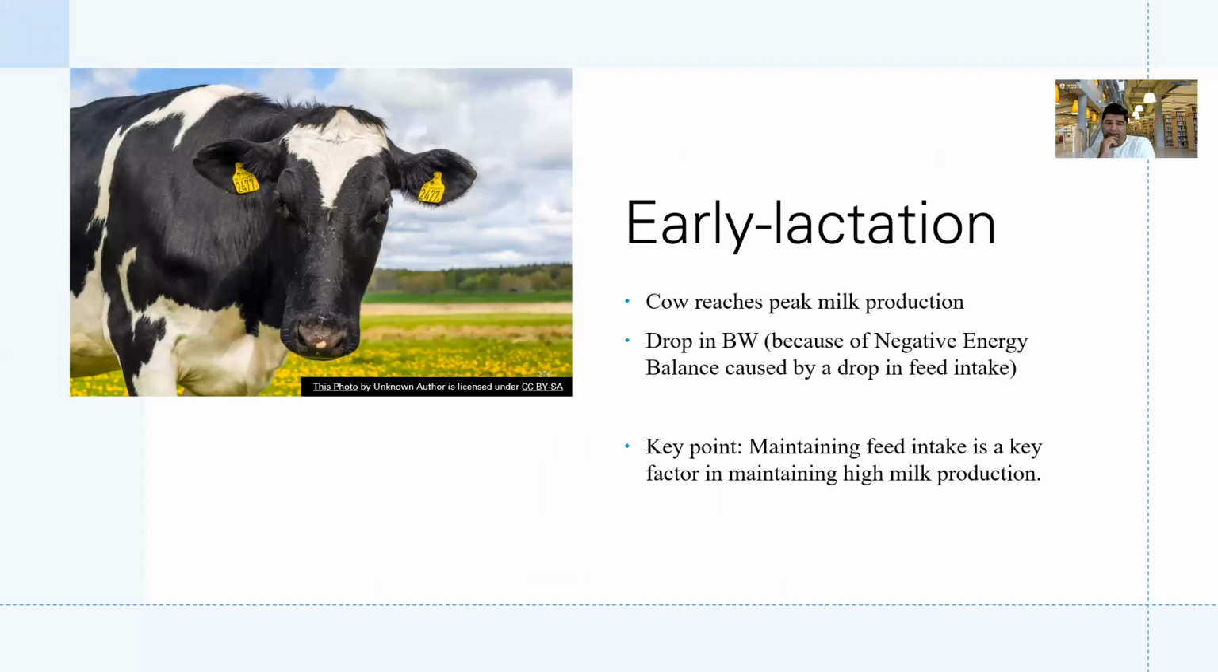So let's talk about early lactation. What are the characteristics of early lactation? The first characteristic is that milk production is going to reach the peak level or maximum level. The second characteristic is a drop in body weight and also an increase in negative energy balance due to a drop in feed intake. So the key point during early lactation is maintaining feed intake, or dry matter intake, at a reasonable, good standard level, such that we can maintain high milk production.